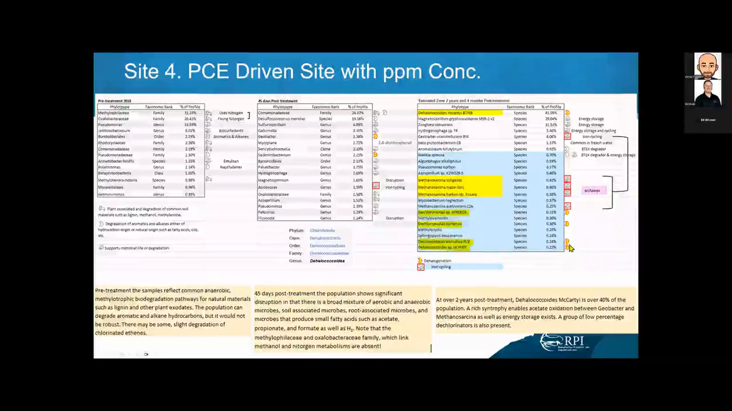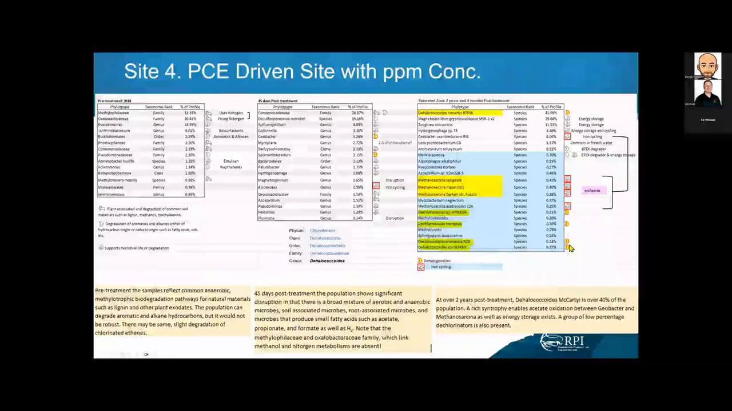Site 4. So this is a PCE-driven site with ppm concentrations, but lower ppm concentrations. And this data is presented in a little different manner. And what you need to have an understanding of to make sense of this is that in some cases I'm going family, genus, order, whatever it is, to emphasize that you're not seeing any Dihalocoides.